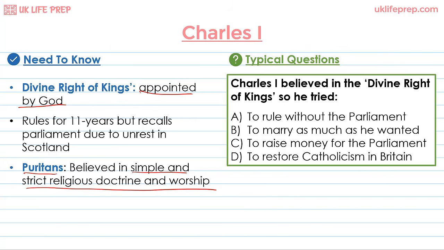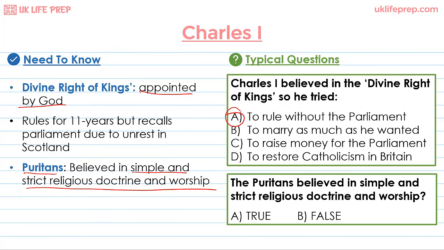Looking at some typical questions. The first question reads, Charles I believed in the divine right of kings, so he tried to what? We saw that he tried to rule without Parliament, and therefore option A is correct. The next question reads, the Puritans believed in simple and strict religious doctrine and worship. We saw that this was true.